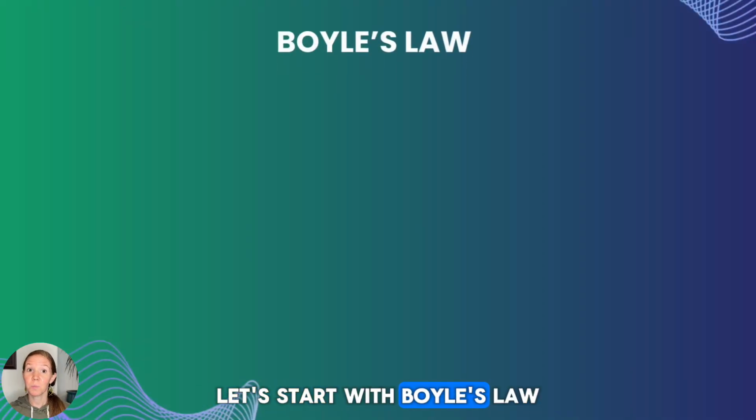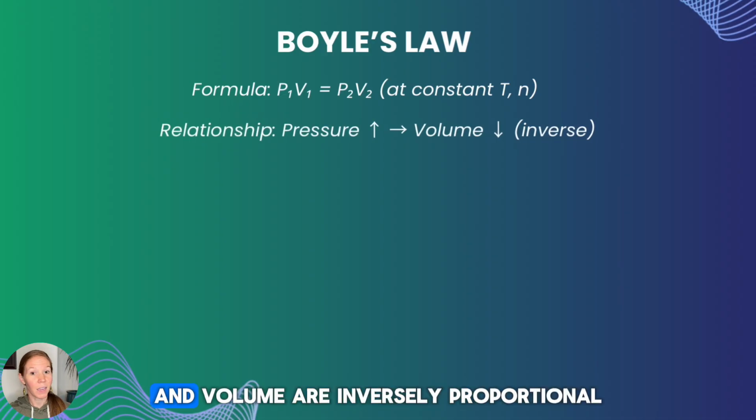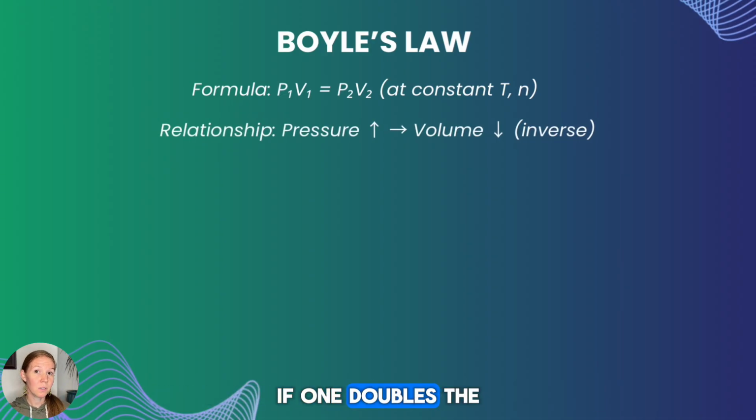Let's start with Boyle's law. The equation is P1V1 equals P2V2 at constant temperature and constant number of moles. This law tells us that pressure and volume are inversely proportional. If one doubles, the other one halves, and vice versa.